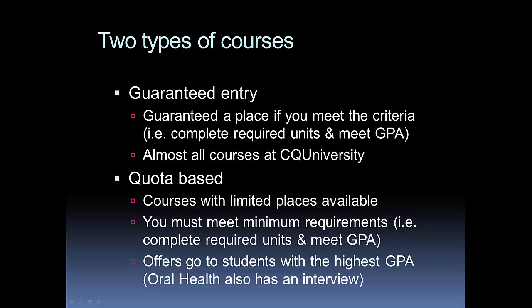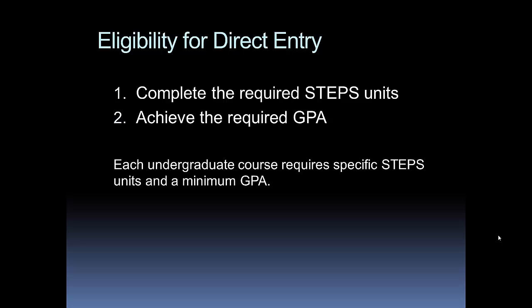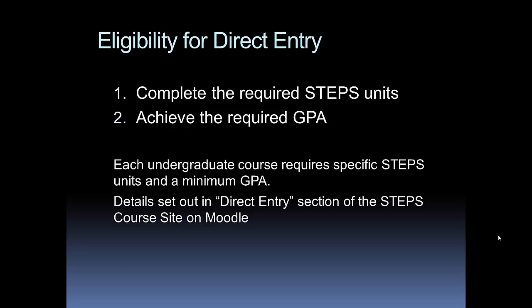course site on Moodle. So in terms of eligibility for direct entry, as I've mentioned, you need to complete the required STEPS units, achieve the required GPA, and each undergraduate course requires specific STEPS units and a minimum GPA. So not all courses are the same, or have the same requirements. And the details are set out in the direct entry section of the STEPS course site on Moodle.